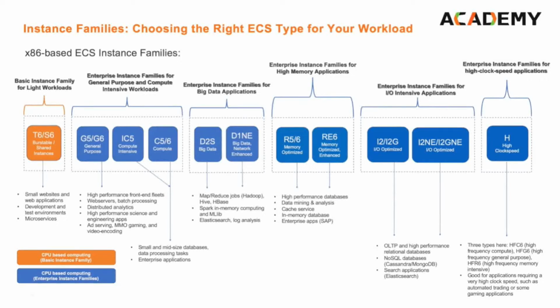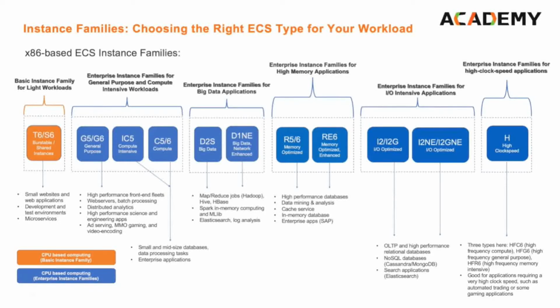And in the case of enterprise instance families for big data applications, D2S big data uses MapReduce jobs, that is Hadoop, Hive and HBase, Spark in-memory computing and MLlib, Elasticsearch and log analysis. And this is done by another family of ECS instance called D1NE, which is for the big data network enhanced.